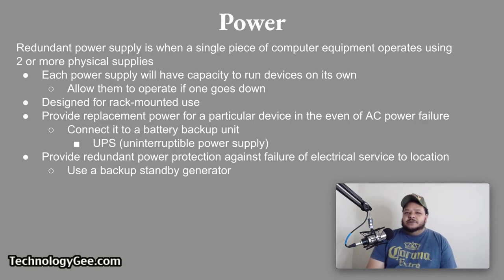Power. A redundant power supply is when a single piece of computer equipment operates using two or more physical supplies. Each of the power supplies will have the capacity to run the device on its own, which will allow it to operate even if one goes down. Most redundant power supplies are designed for rack-mounted use to provide replacement power for a particular device in the event of an AC power failure. Connected to a battery backup unit, which is also known as a UPS or uninterruptible power supply, to provide redundant power protection against the failure of the electrical service to a location, use a backup standby generator.